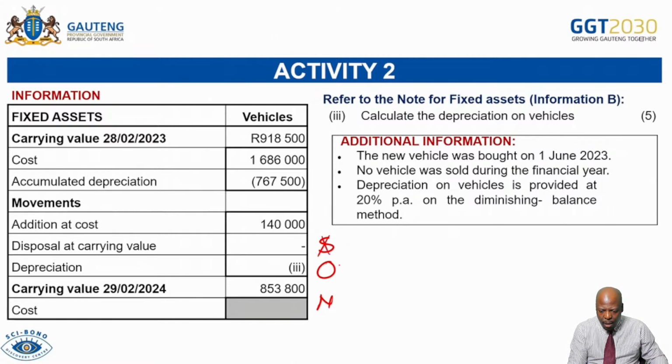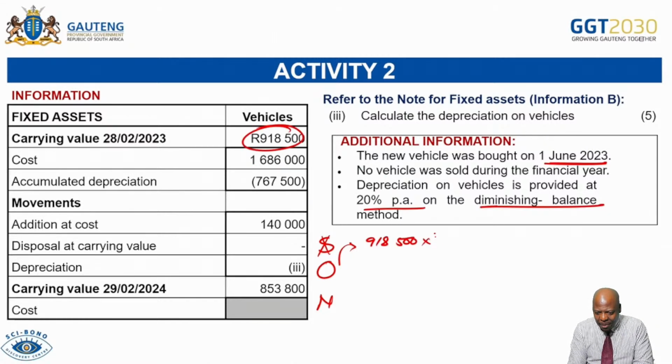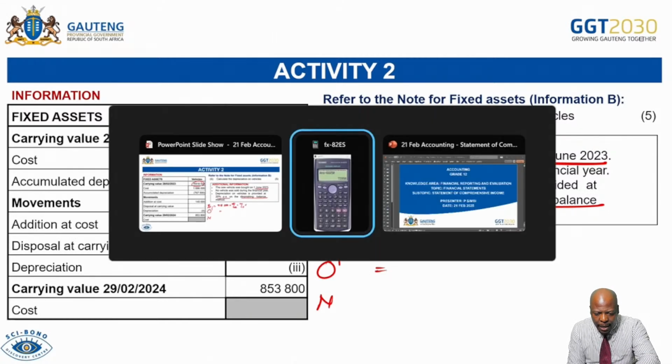We're just going to calculate for our old. I'm going to bring it a bit up there. For my old, the old vehicle, that is what I'm going to calculate for. So I'm told 918,500. Then I'm going to say multiply by 20 over 100. Then multiply that. The old is always going to be 12 over 12.